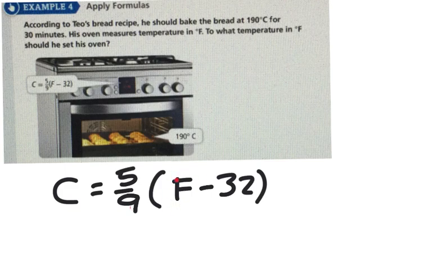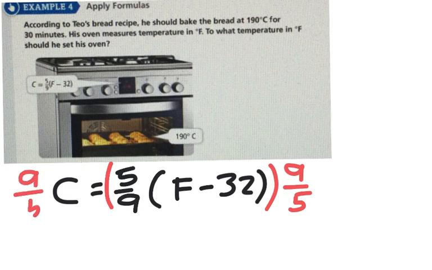In this problem, the thing farthest away from the f is the 5/9 because 5/9 is outside the parentheses where the f is inside the parentheses. So we want to undo multiplying by 5/9. Now, if you remember yesterday when we had a fraction, how did we get rid of multiplying a fraction? Multiply by its reciprocal. Yes. So I'm going to multiply the right side by 9/5, and I'm going to multiply the left side by 9/5.